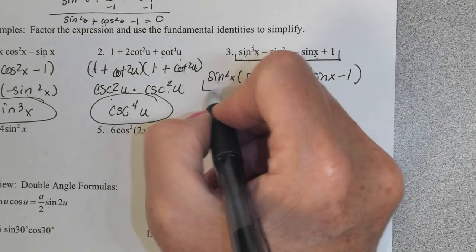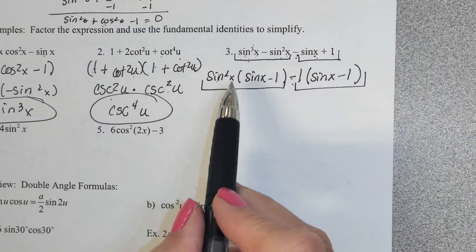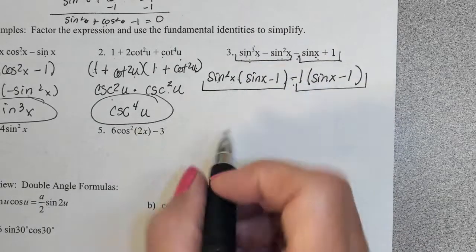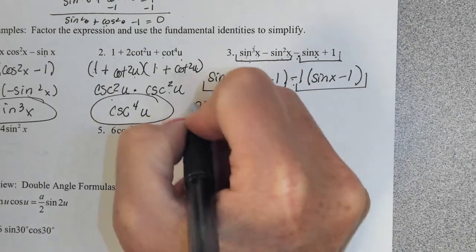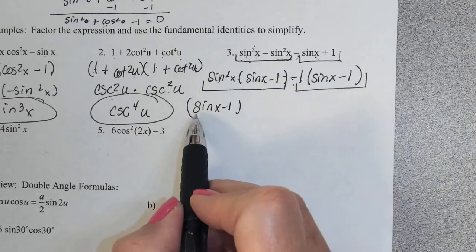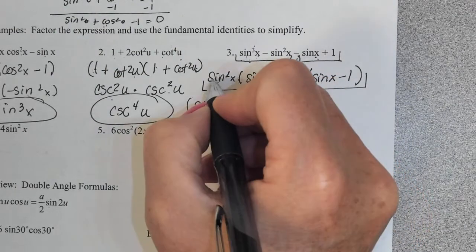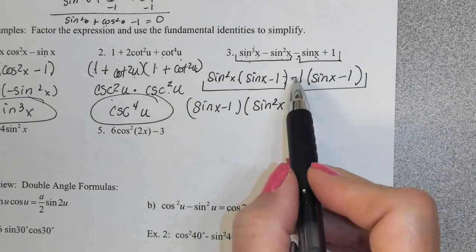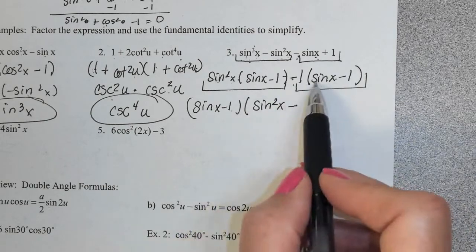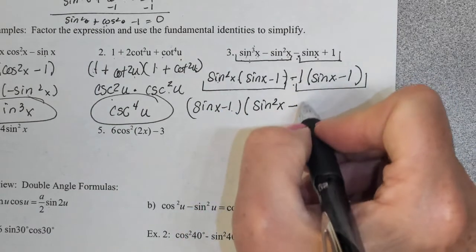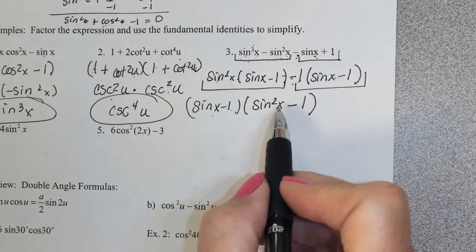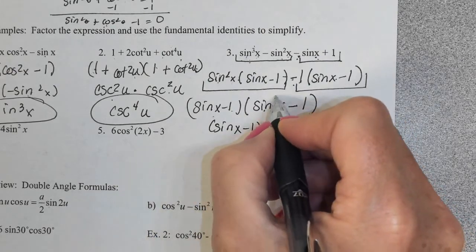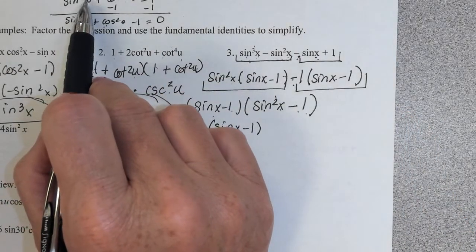So now I have 2 terms. I've got this term and this term. Can you see how both of these have a factor of sine x minus 1? So I'm going to factor that out of here. So if I have this whole thing divided by sine x minus 1, I'm just left with sine squared x. Then I have subtraction. If I take this whole thing and factor out sine x minus 1, then I'm left with just 1. And so my answer then, I've got the sine x minus 1. There's nothing else I can do with that. But when I see this sine squared x minus 1, I can come back to this again.